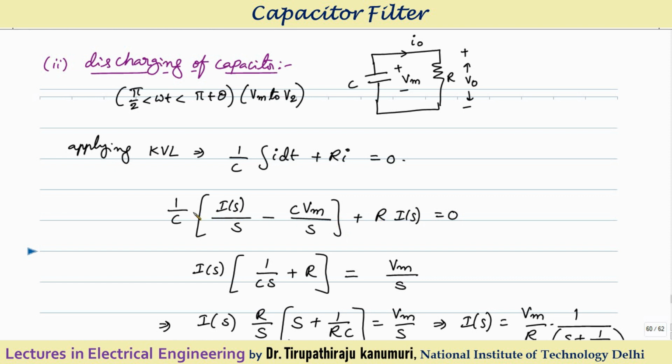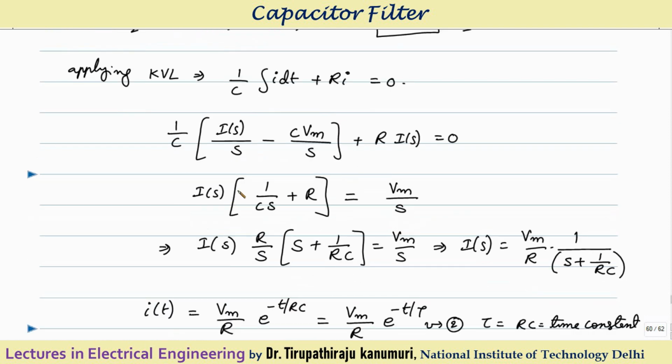From this I can separate out the I of S component: I of S into 1 by Cs plus R is equal to V maximum by S. Now I am taking R outside, and S also taken out. So this will be S plus 1 by RC, equal to V maximum by S. The S will cancel. So from this I can write my value of I of S as V maximum by R into 1 by S plus 1 by RC.